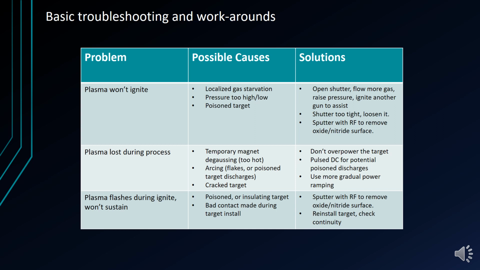If you think you have a poison target from a previous run, you can swap an RF cable to one of the guns you're trying to use and sputter with RF for a few minutes to clean off the oxide or nitride film on the target surface. You should then be able to use DC without issue.